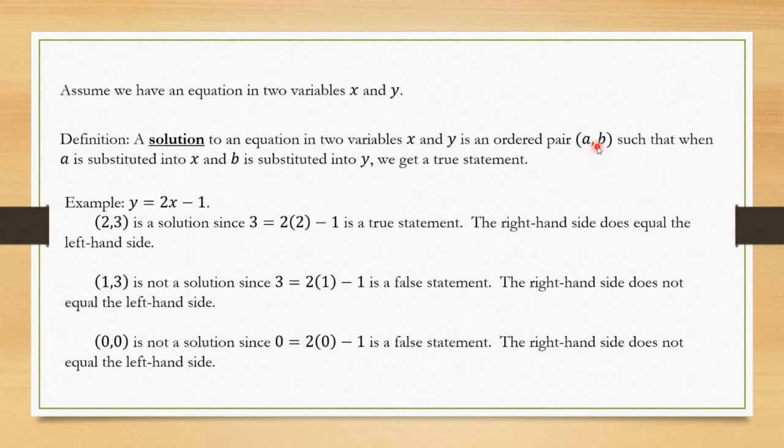(a, b), where if you substitute a in for x and b in for y, so if you substitute the x coordinate a for x and the y coordinate b for y, you get a true statement. Remember, equations can be true or false.